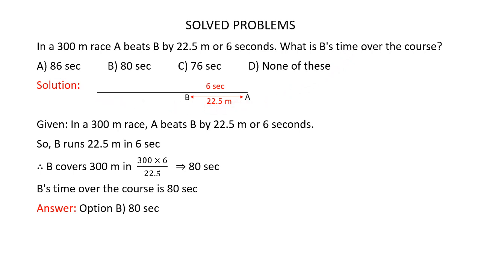So the race is of a 300-meter distance. So this whole distance is 300 meters. Now A beats B by 22.5 meters or 6 seconds. This clearly shows that A is the winner. So A starts from the starting point and covers the whole 300 meters and reaches the winning point.